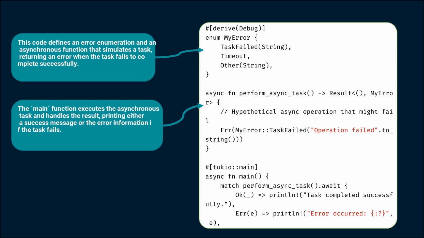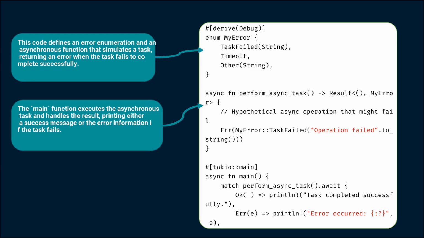Next, we create an asynchronous function, performing_task, that returns a Result type, where the success case is an empty tuple, and the error case is of our custom MyError type. In this function, we simulate a failure by returning an error with the variant TaskFailed, providing a descriptive message. This structured approach to error handling promotes clarity and helps developers manage different error scenarios effectively.